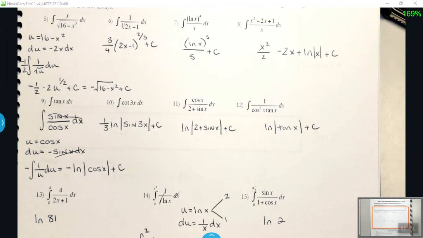Can we leave it at 2 LN 9? 2 natural log 9 is fine, but on free response it might come out to be natural log 81, so as long as you know how to get there.